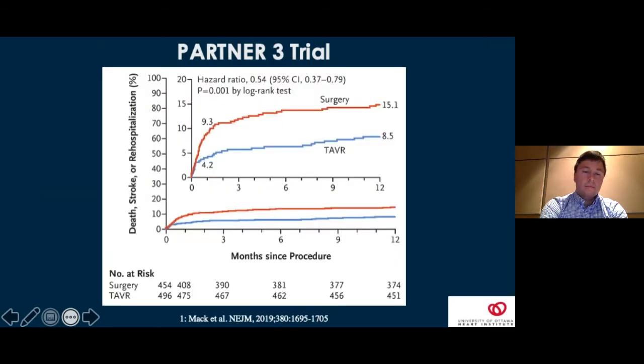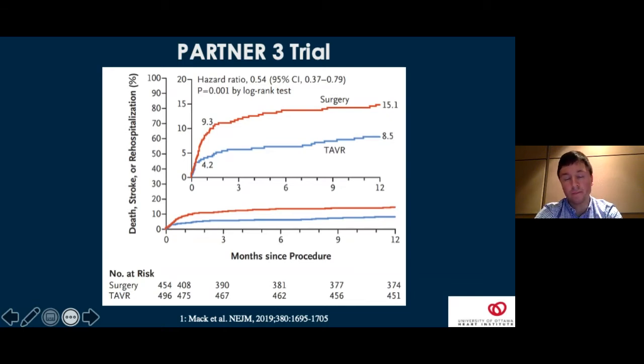And most of it now probably comes from the low-risk trial. In the same year, the PARTNER 3 trial showed an absolute reduction of 6.6% in death, stroke, and rehospitalization at 1 year. In particular, there was a significant decrease in the risk of death, stroke, and atrial fibrillation when you compare TAVR to surgery. The other interesting thing is that there is a significant improvement in the quality of life.